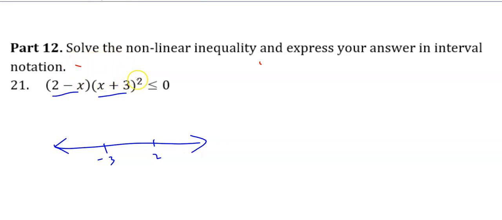10 plus 3 is positive. Squared is definitely positive. So negative times a positive is negative. So that starts out negative.